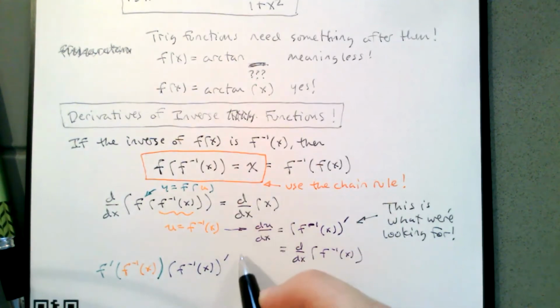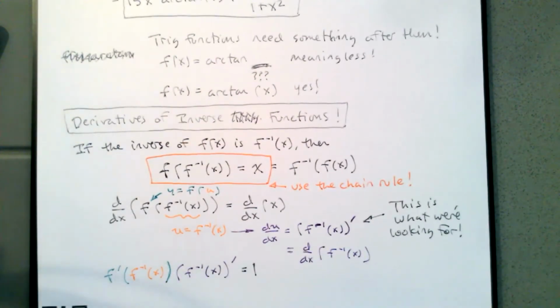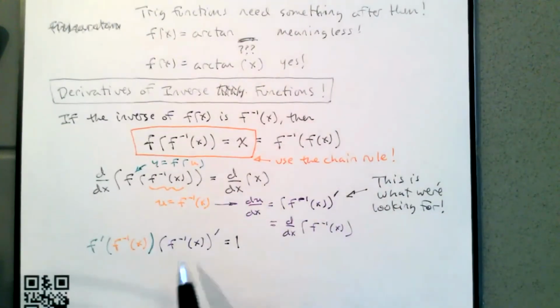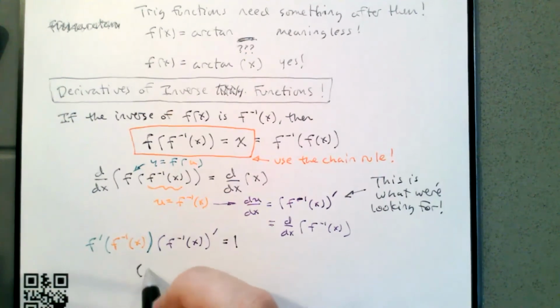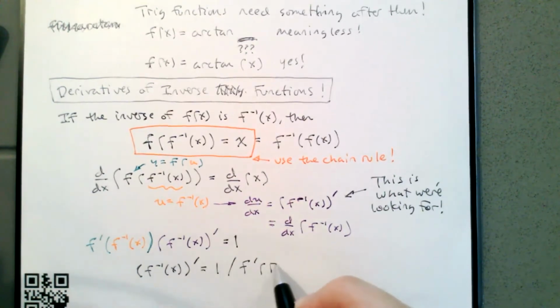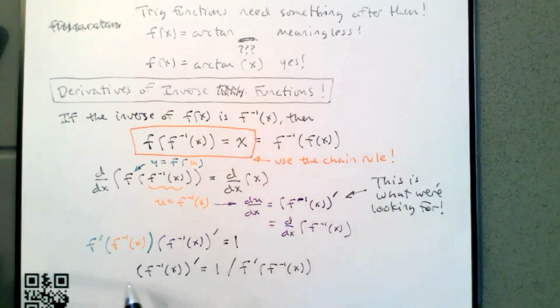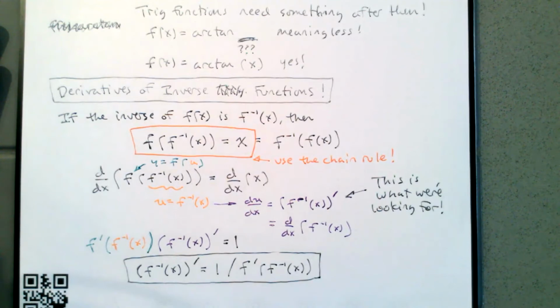The derivative of x on the other side is just 1. So if we want the derivative of f inverse, I just need to solve for this factor. So the derivative of f inverse of x is 1 over f prime of f inverse of x. This all comes from the fact that the composition of a function and its inverse will be equal to x. If you do a function and then its inverse, you should be back to where you started.